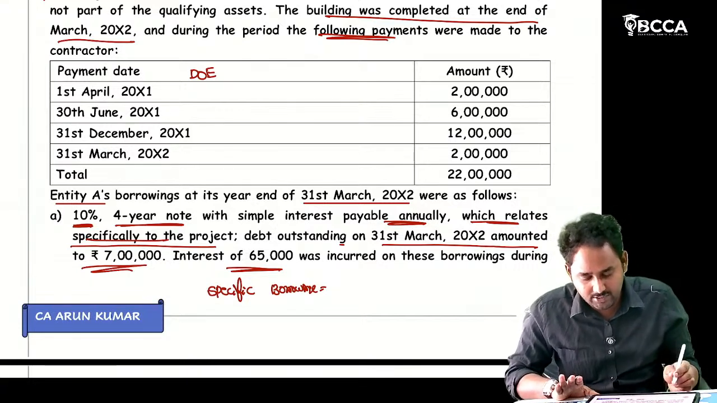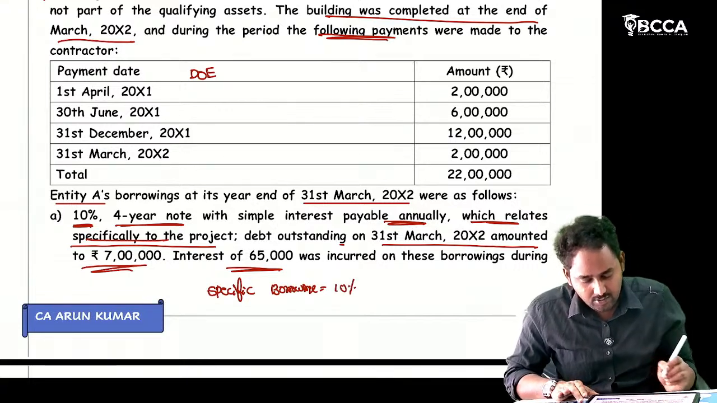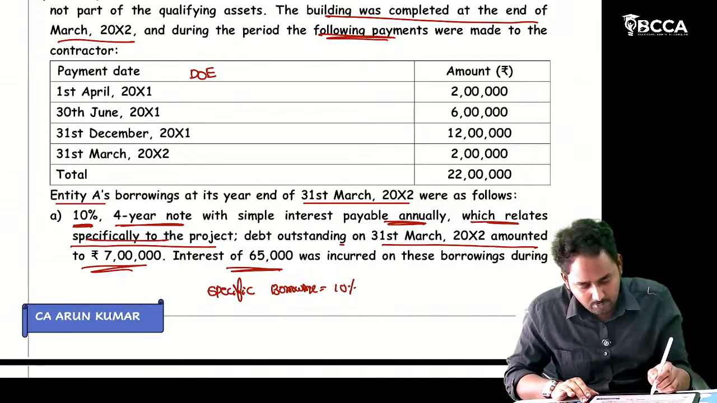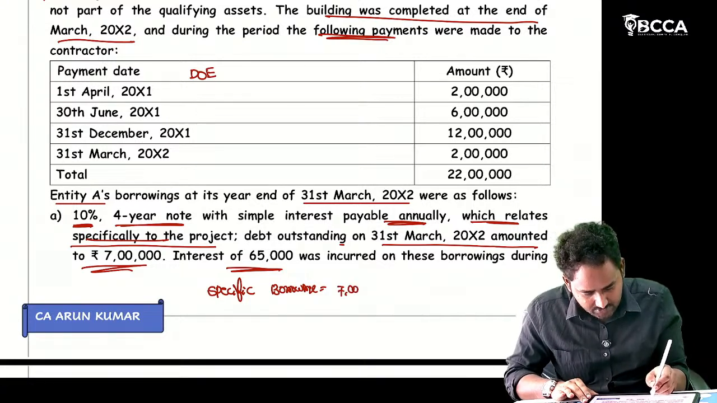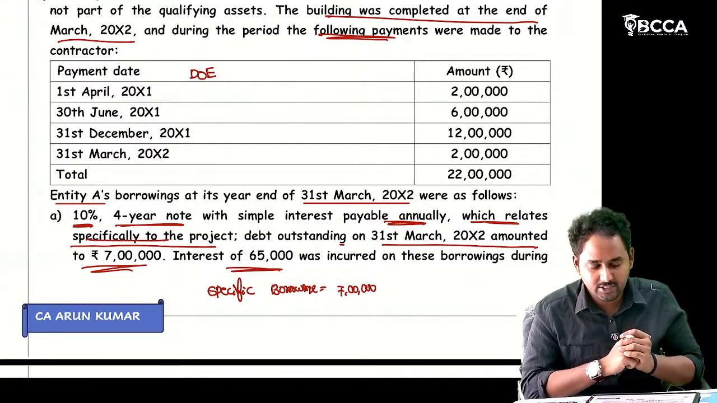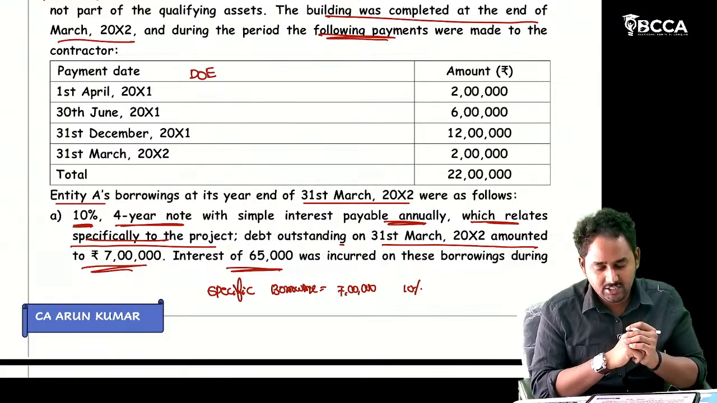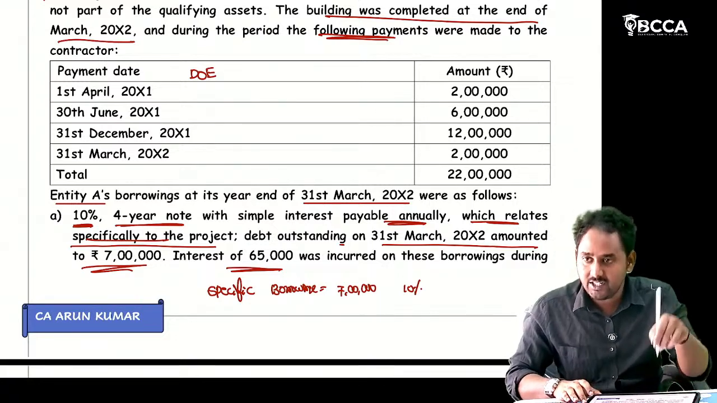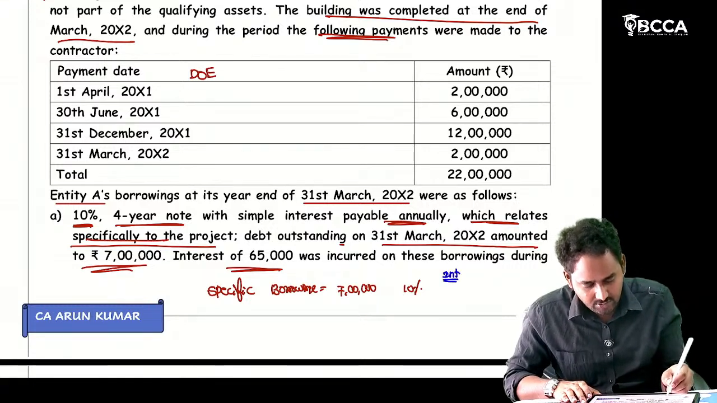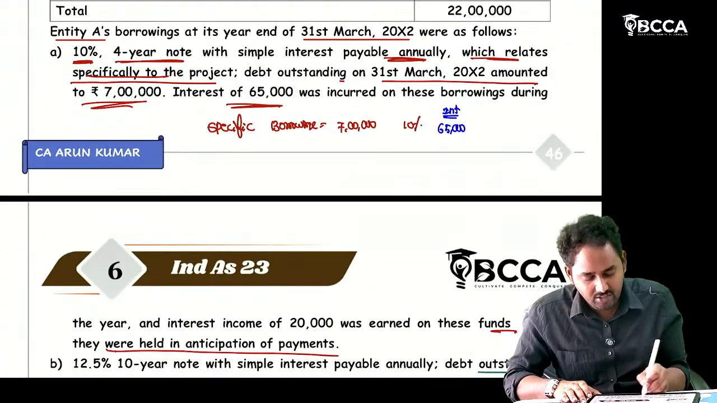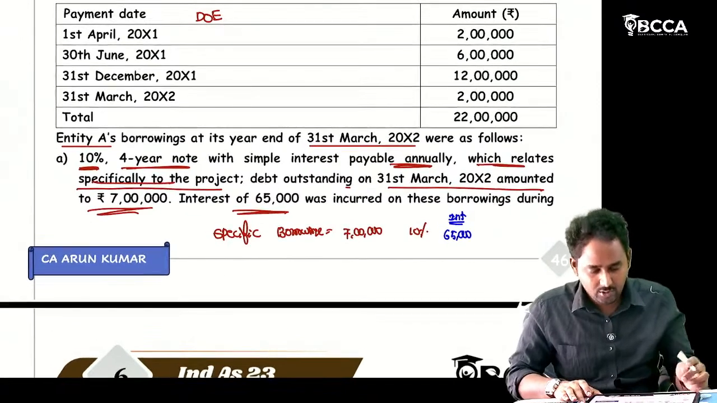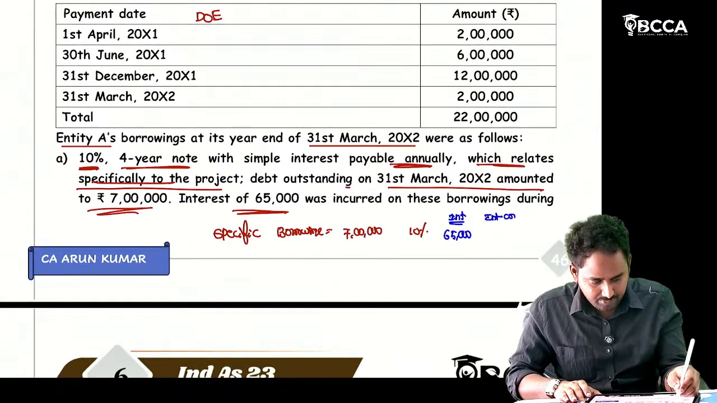What are the specific borrowings here? The interest rate is 10%. So what is the loan amount? The specific borrowings are 7 lakh rupees. The interest rate is 10%, and they are giving the interest amount also. What is the interest amount? The interest amount is 65,000, and we have earned 20,000 rupees on these funds. So interest income is 20,000. So what is the net interest?